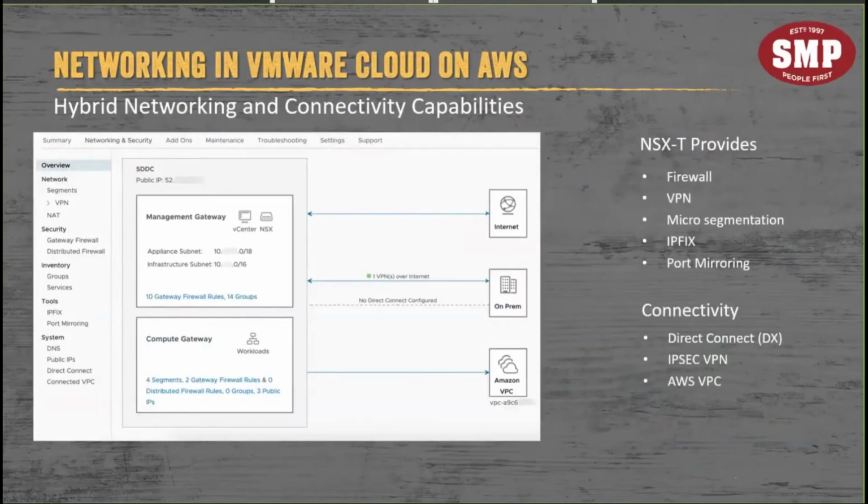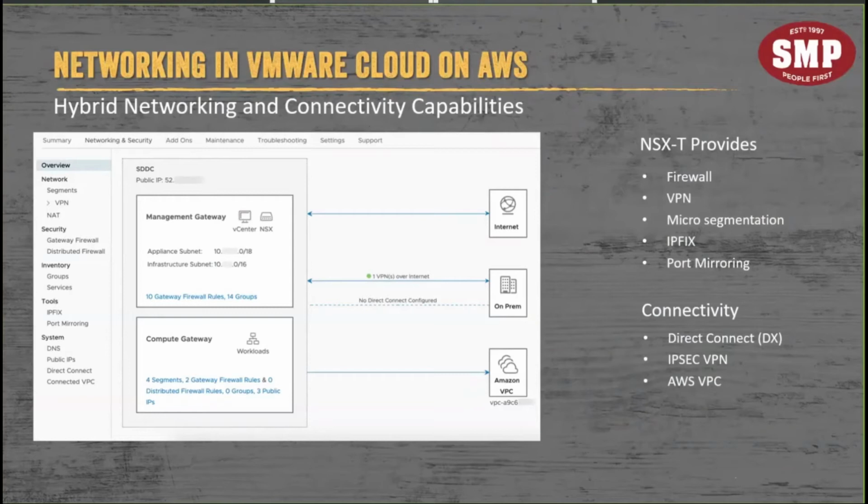So the hybrid networking is really, keep in mind, everything inside of VMC on AWS is NSX. Or, well, I guess I should be more specific: NSX-T. So you do get that firewalling, VPN, microseg, all the things that people have come to know and love associated with NSX. And then you have that connectivity with the Direct Connect, IPsec VPN, or the AWS VPN.